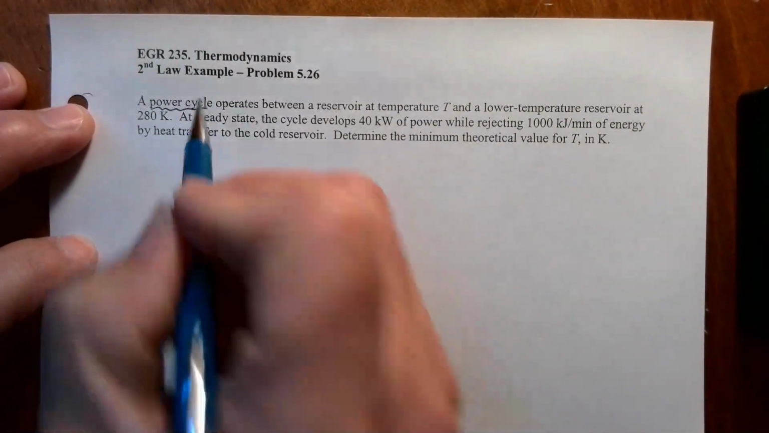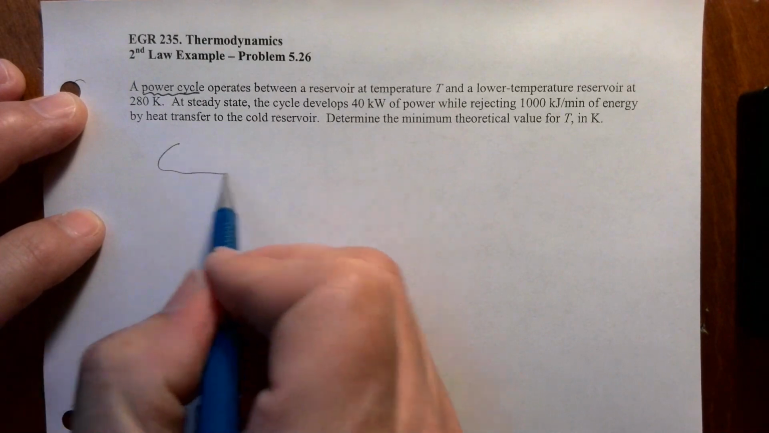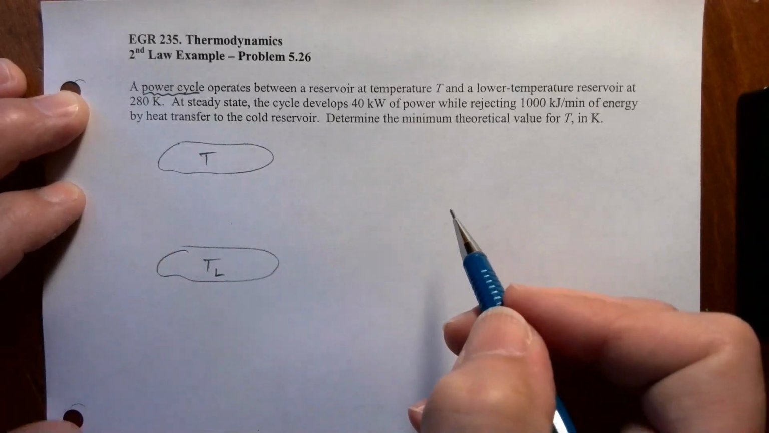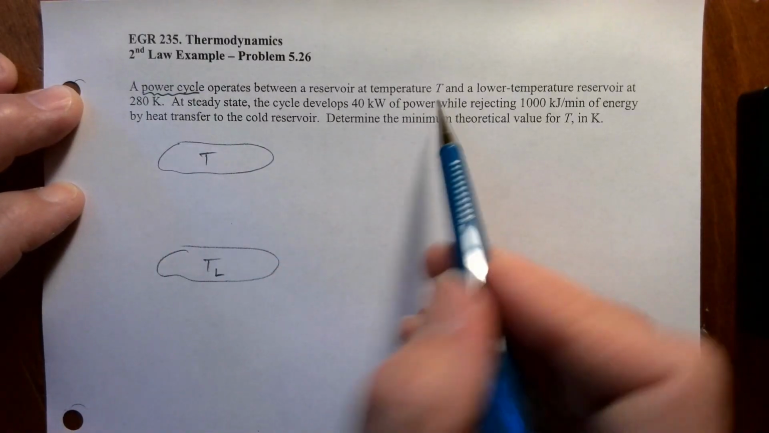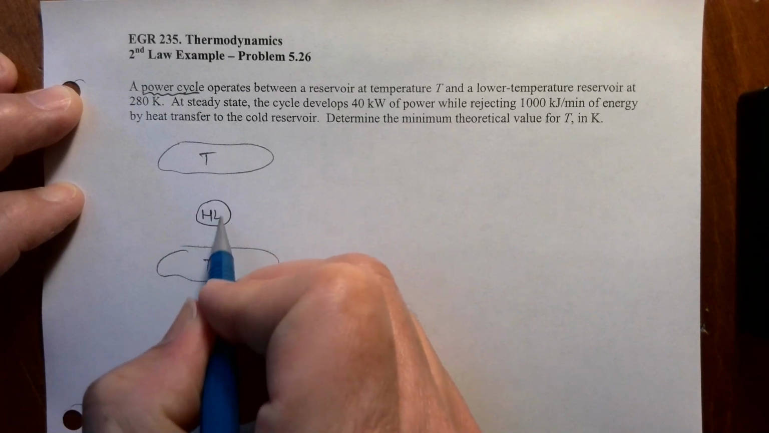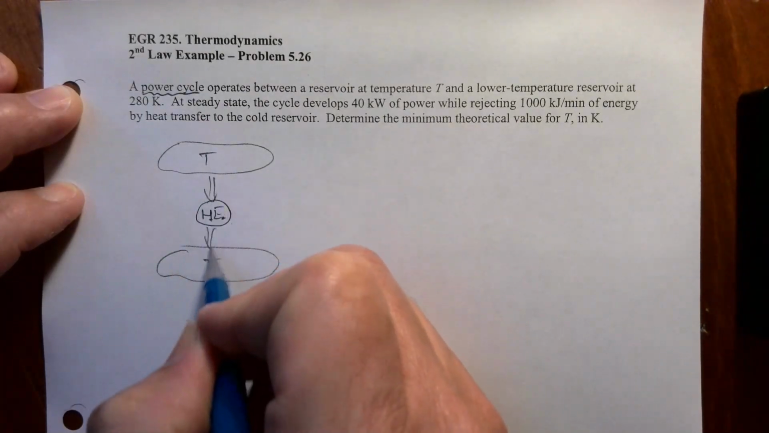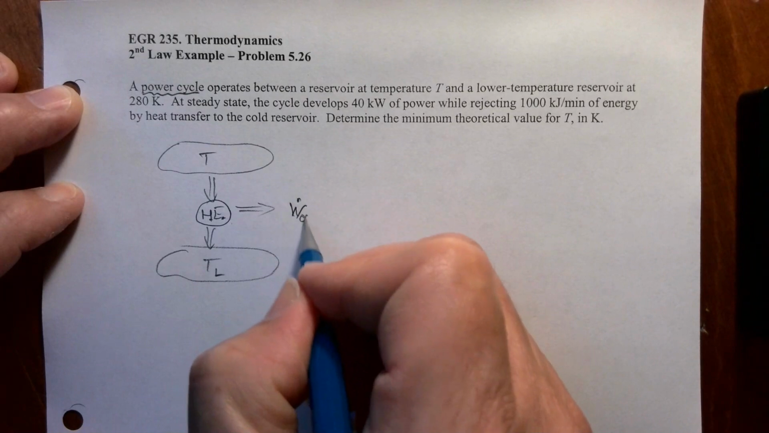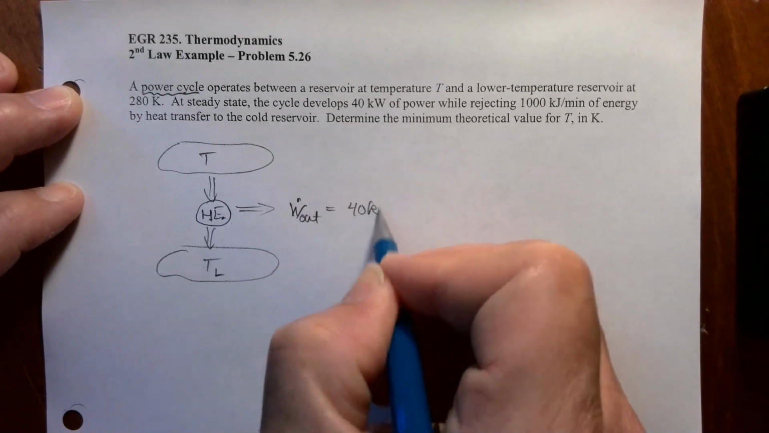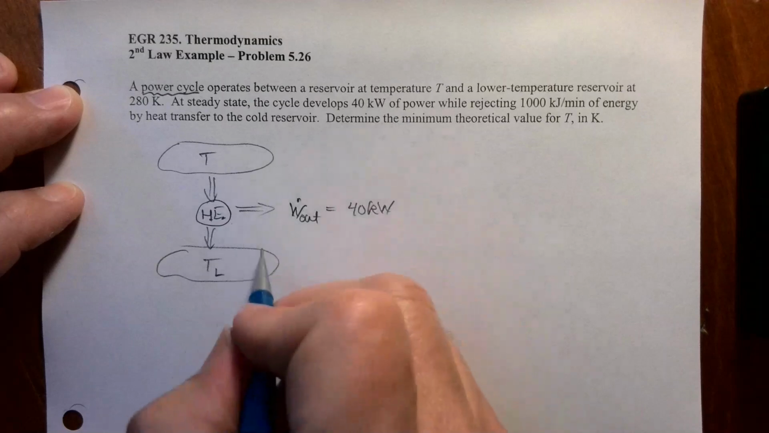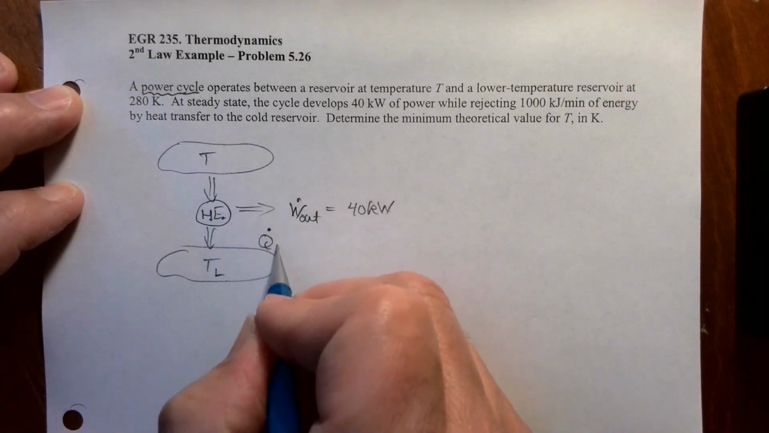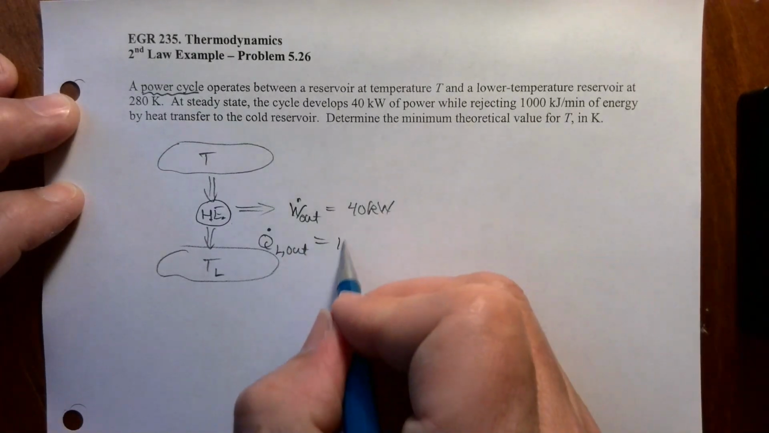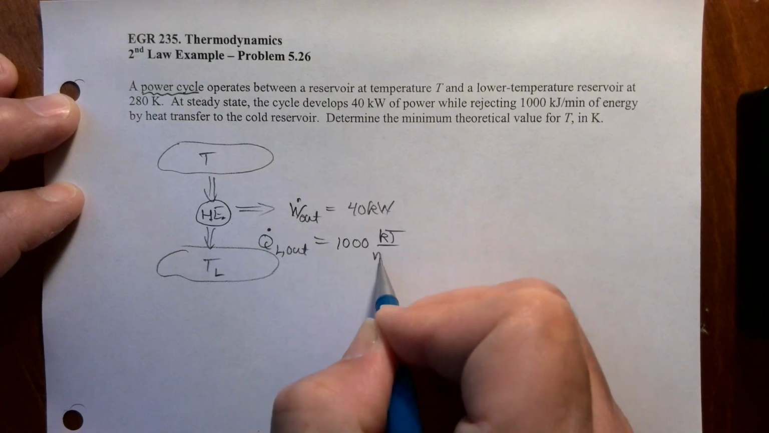So this is, first of all, a power cycle. Let's draw a power cycle to keep this organized. We have a low temperature and a high temperature. The high temperature they're just calling T, so I'm just going to call it T as well. I put HE here for heat engine. Energy comes in, some of that produces some power and some of it gets discharged. So W dot out is equal to 40 kilowatts. And then Q dot L out, they give us that as well. This is equal to 1000 kilojoules per minute.